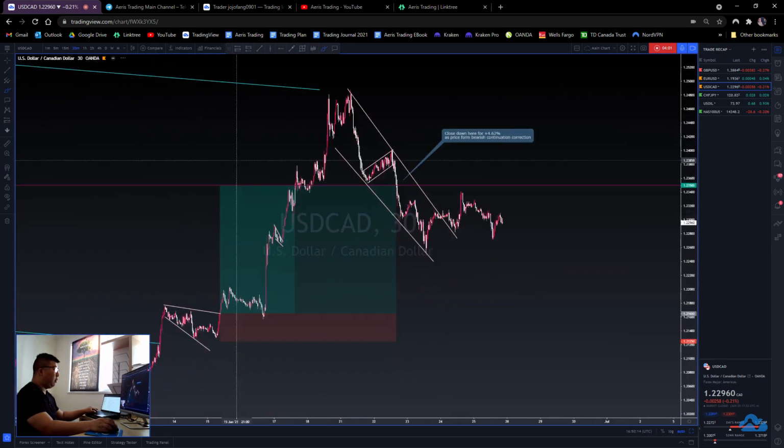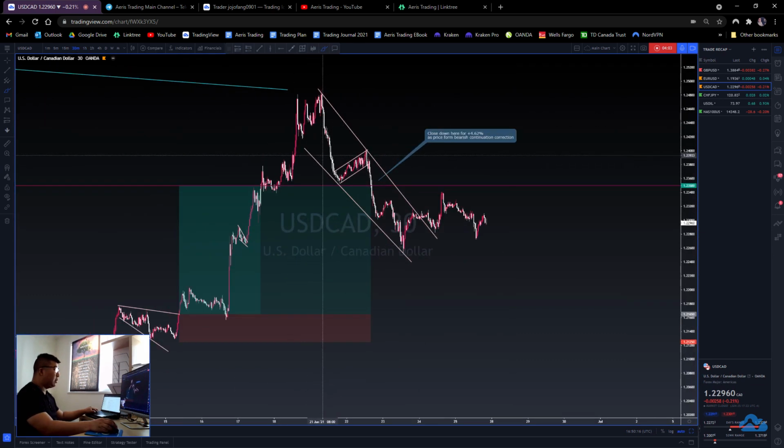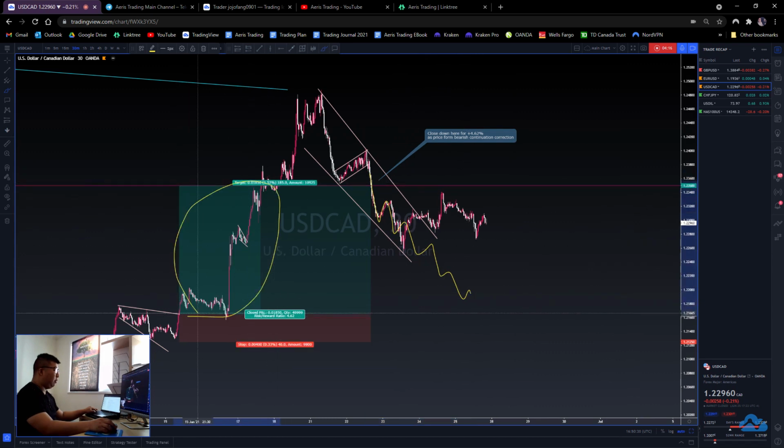So again, following my plan, I'm only going to exit if I see a bearish continuation correction. So following a bearish impulse followed by a bearish correction, that is a sign for me to exit the trade in case this is going to continue to fall into a deeper correction, and I didn't want my profit to be eaten or given back to the market itself.